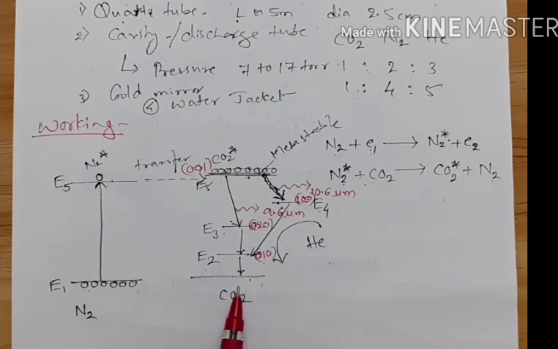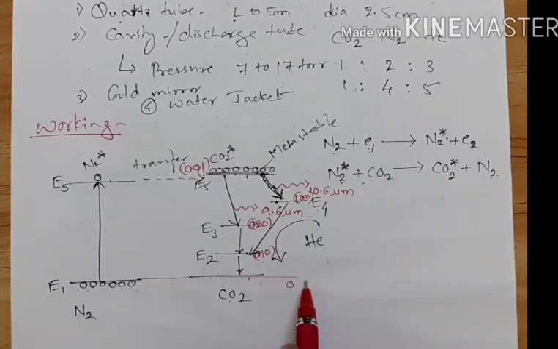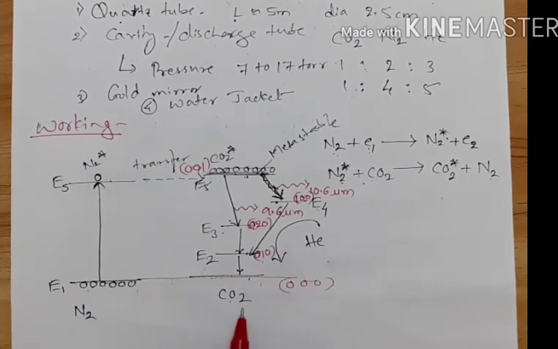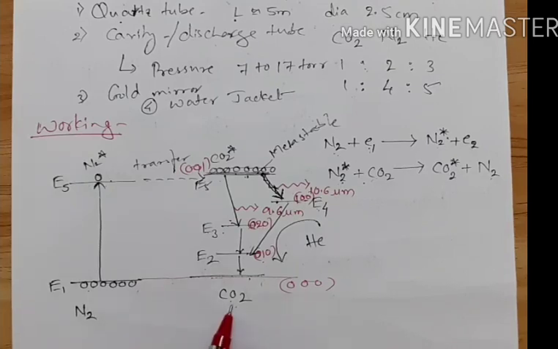And can you tell me what is the quantum number for the ground state? E1 is the ground state. What may be the quantum number? Ground state means the molecule is not vibrating. If it is not vibrating, it is 0, 0, 0. Neither this mode nor this mode is vibrating. So these are in the ground state.